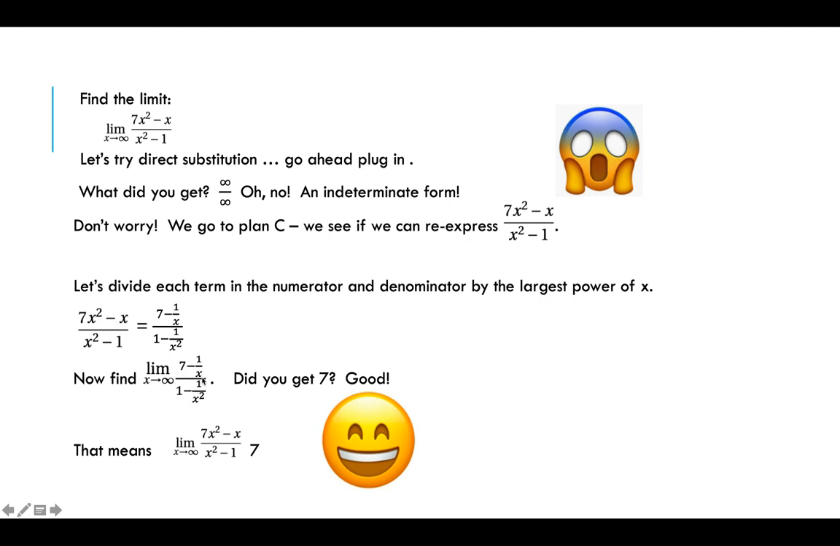So the limit as x approaches infinity of 7x squared minus x over x squared minus 1 is equal to 7.